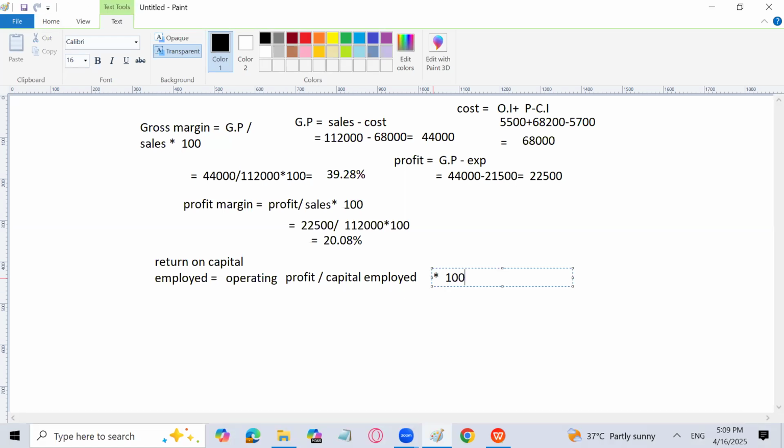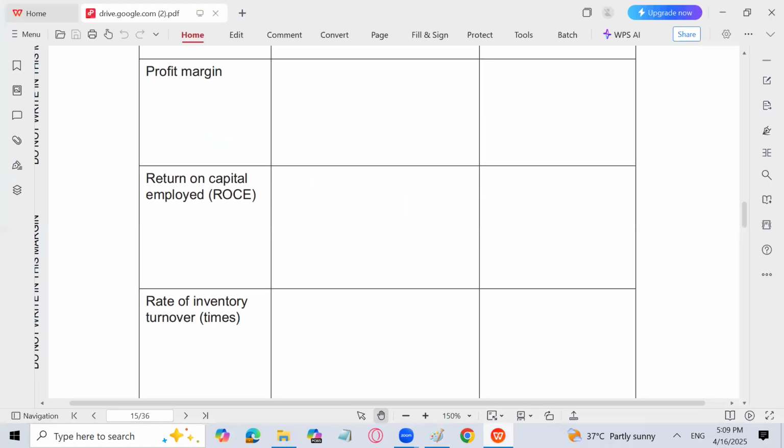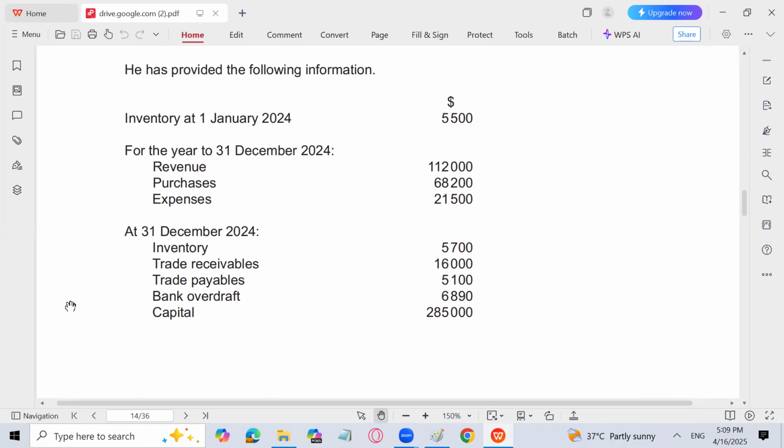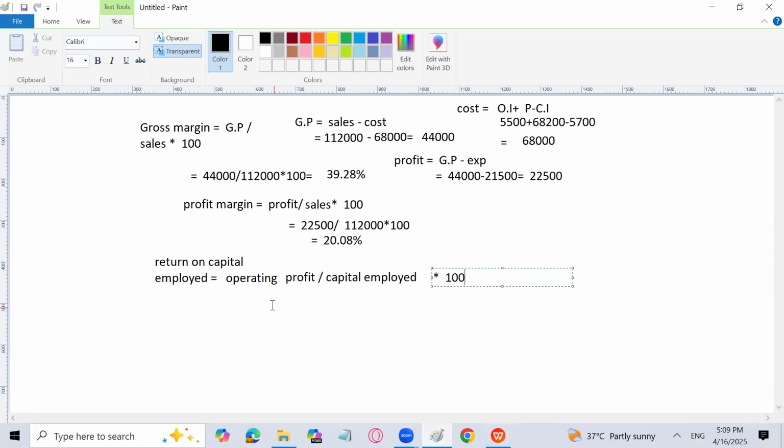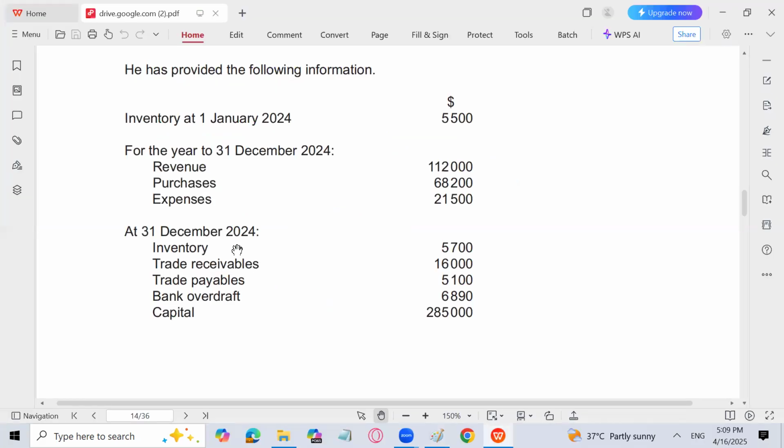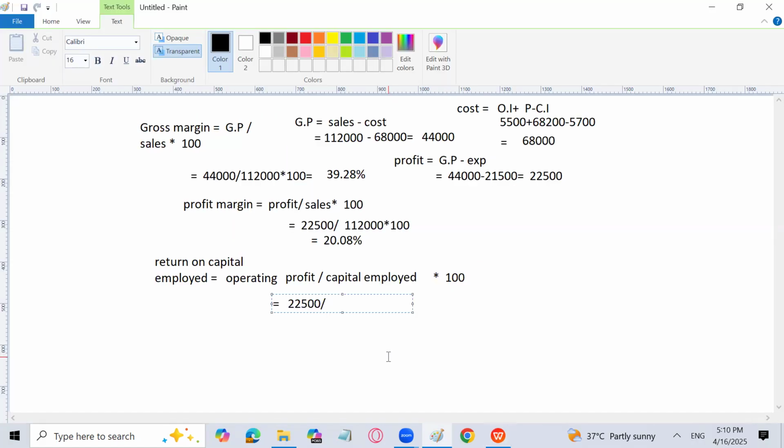Operating profit means profit before interest. And capital employed is equity plus non-current liability, or capital plus non-current liability. If you look, we have no interest given in the question and no non-current liability. So whatever the profit is, it is basically the operating profit. The operating profit is 22,500 divided by capital employed, which is capital plus non-current liability. There is no non-current liability; bank loan and debenture are not given. Bank overdraft is a current liability. So capital is given as 285,000. 22,500 divided by 285,000 into 100. So what is the answer?